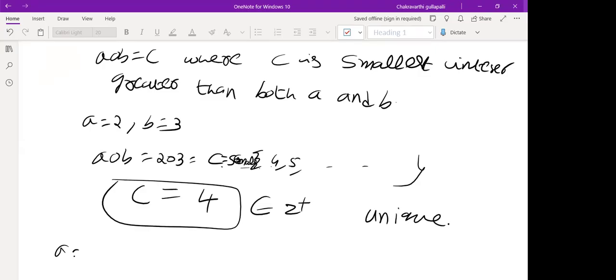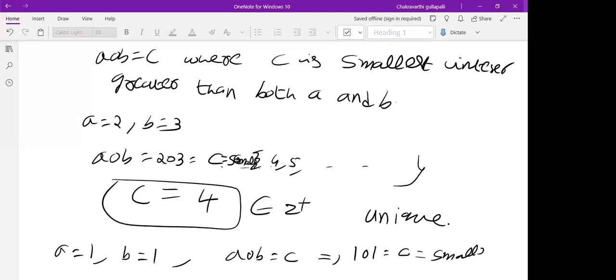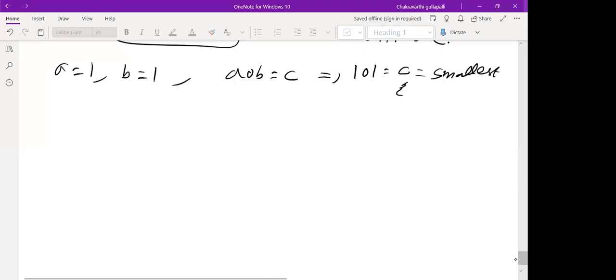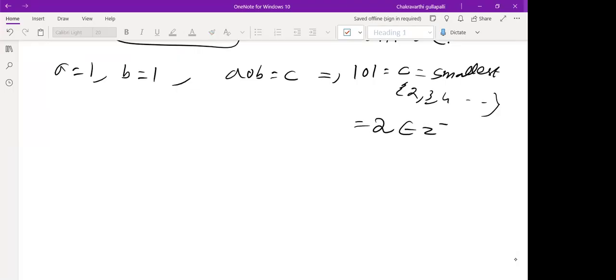Even if I take A equal to 1, B equal to 1, A circle B is equal to C. What will be C? 1 circle 1 is C, which is the smallest of the integers which are greater than both 1, comma 1. What are the integers greater than 1, comma 1? 2, 3, 4, and so on. What is the smallest among them? 2. Is it there in Z plus or not? Yes. Is it unique or not? Yes.